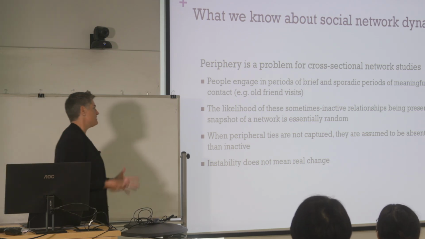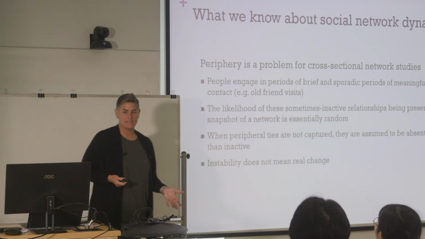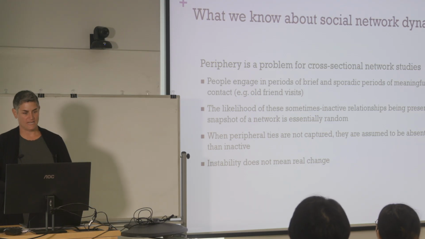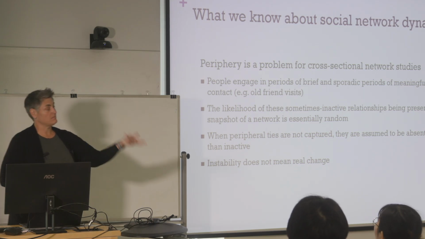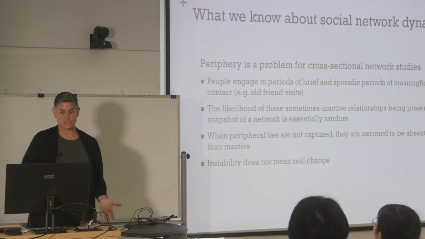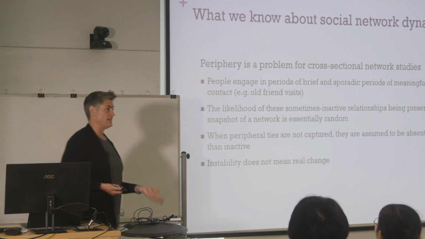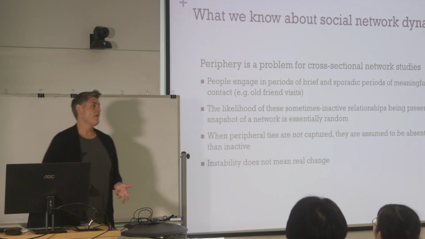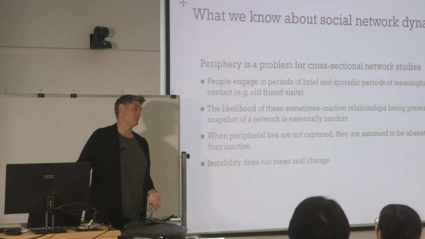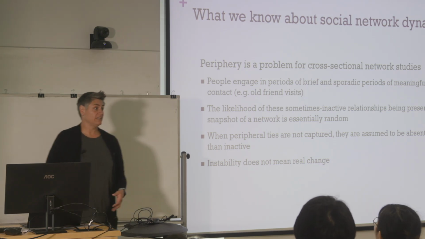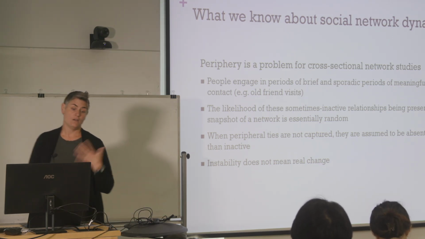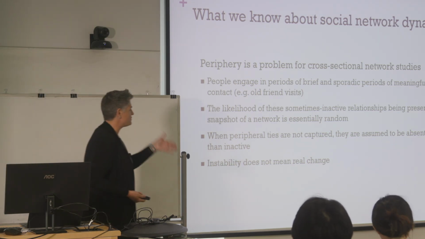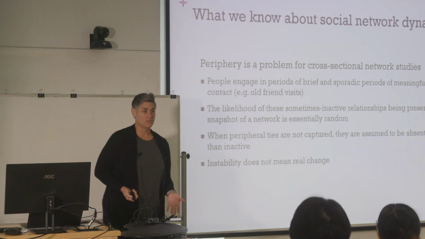And so the likelihood of these sometimes there, sometimes not relationships being present is essentially kind of random, right? But you're counting it as real change when you're thinking about network dynamics. And so the flip side of that is that when peripheral ties are not captured, they're assumed to be absent, rather than inactive. And so Mario Small has done a lot of really great work on these incidental ties, or people whom we don't talk to very often. Maybe we only talk to them once, but nonetheless, we talk to them about really important things, and they could have really consequential effects on our future behavior, for example. But the point is that the instability in what you're seeing in these ego networks doesn't necessarily mean real change, but it might, right?